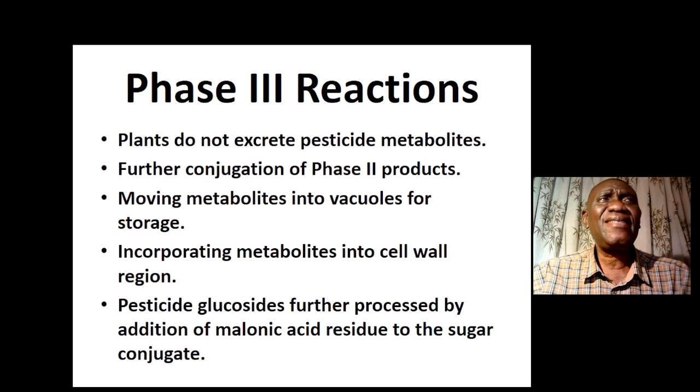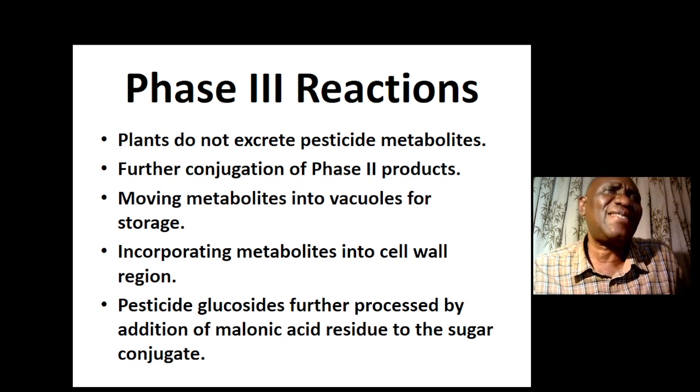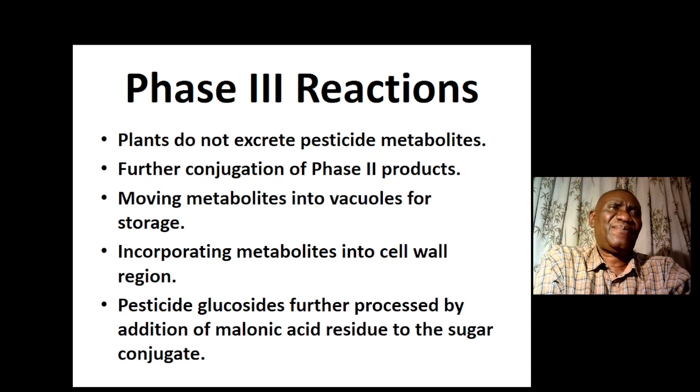Phase 3 reactions. Plants do not excrete pesticide metabolites. There can be further conjugation of phase 2 products, moving metabolites into vacuoles and storage, incorporation of metabolites into cell wall region, pesticide glucosides further processed by the addition of malonic acid residue to sugar conjugates.